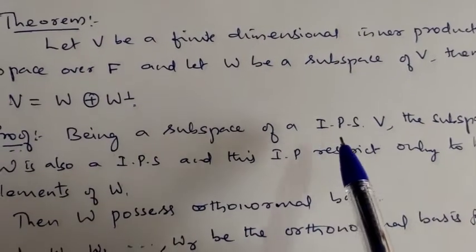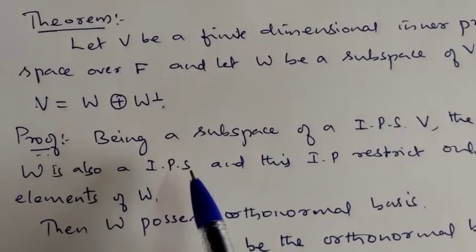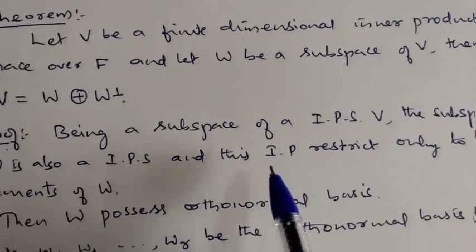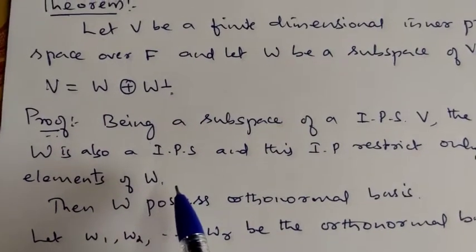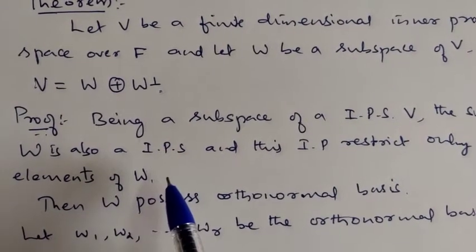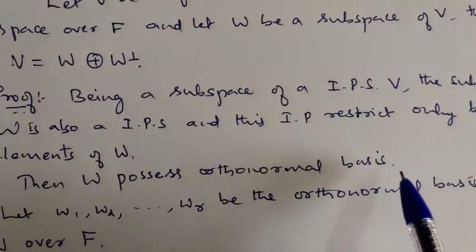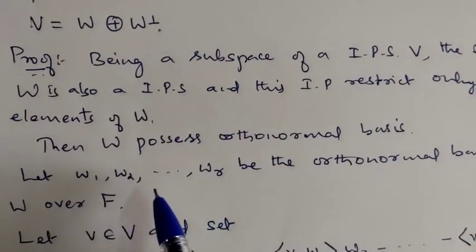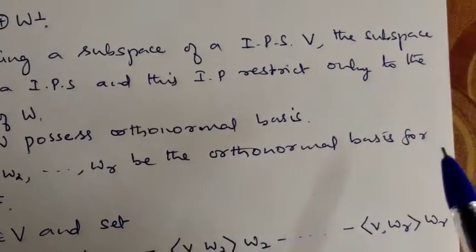Being a subspace of an inner product space V, the subspace W is also an inner product space. This you know. And the inner product is restricted only to the elements of W. Now W becoming an inner product space means what? Every inner product space has an orthonormal basis. Therefore W also has an orthonormal basis. Let W1, W2, etc. be the orthonormal basis for W.